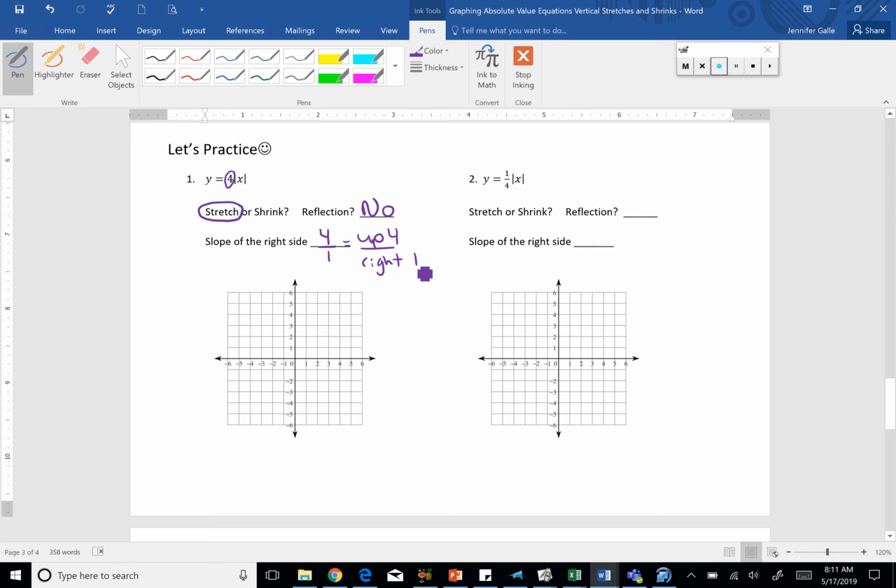Did we move our graph at all yesterday? Did we go left or right or up and down yesterday at all? No. Anytime we graphed yesterday, where was that vertex point or kind of that middle point on our graph? It was always at 0, 0. We didn't move our graph around at all yesterday. It was always right at 0, 0. So we're going to start there.